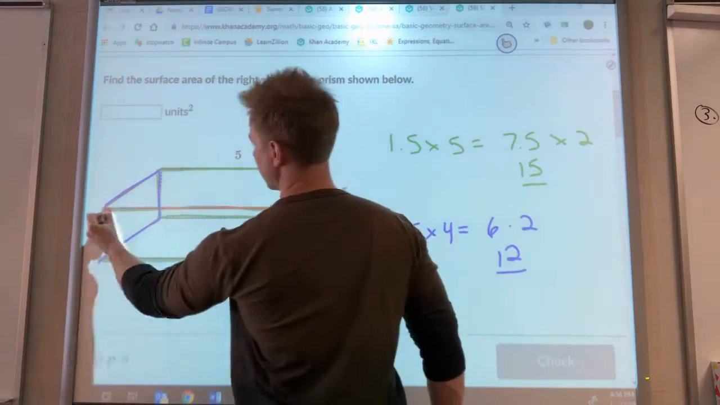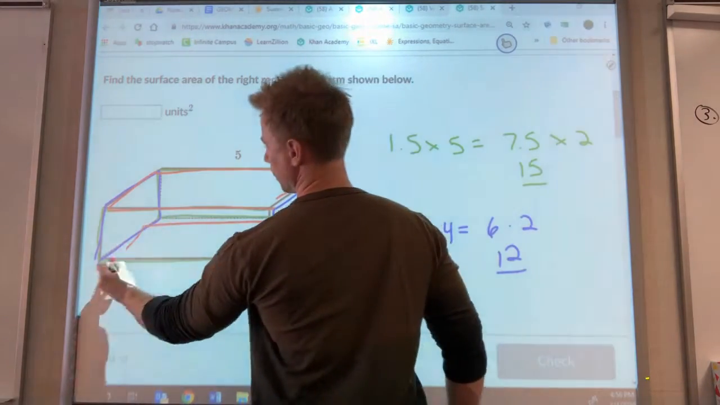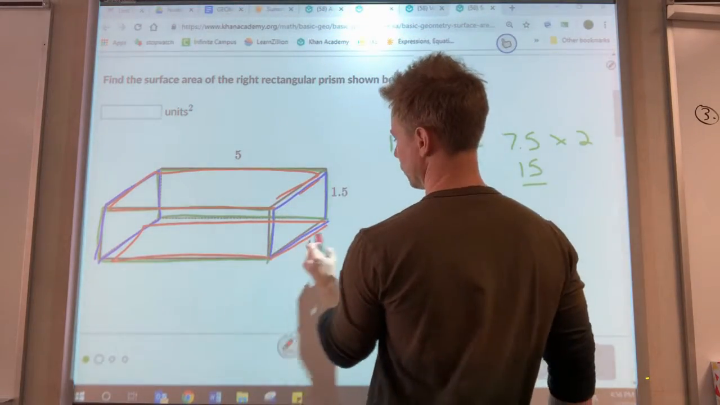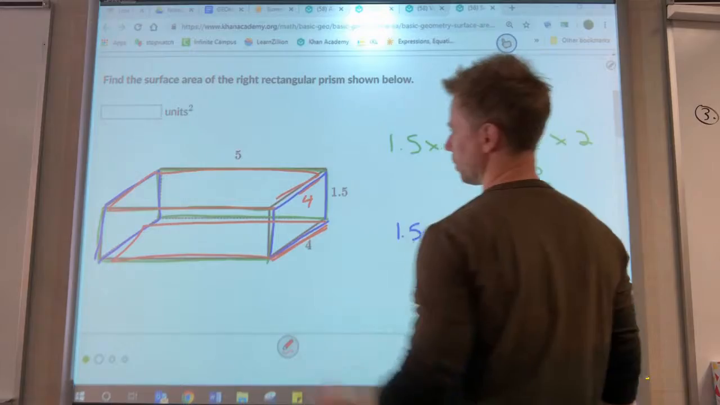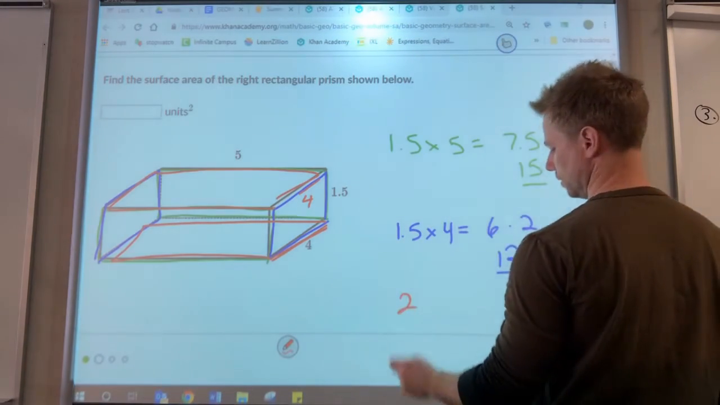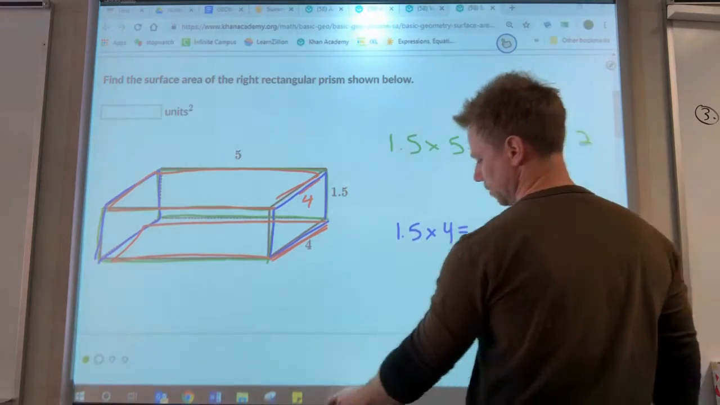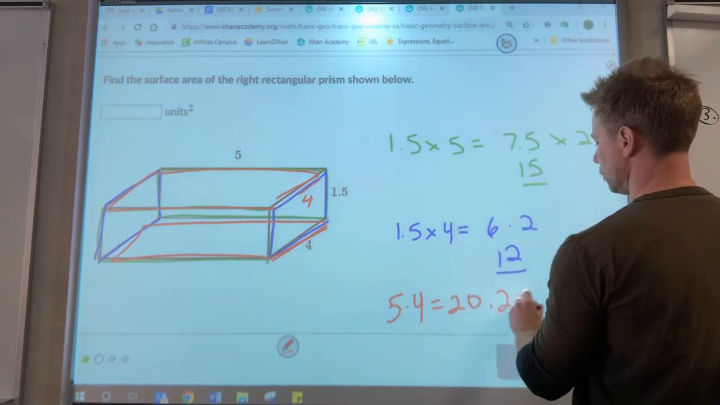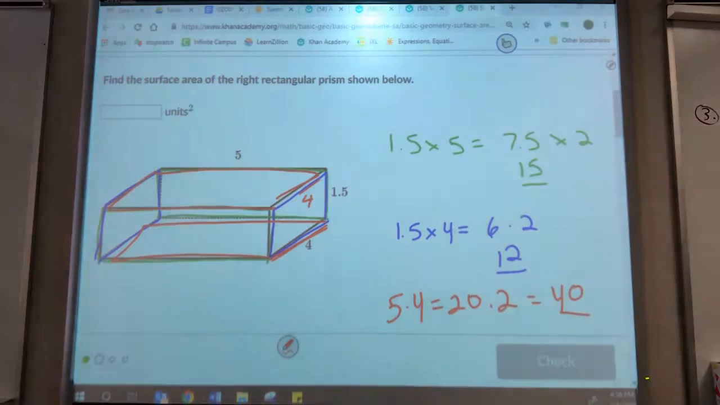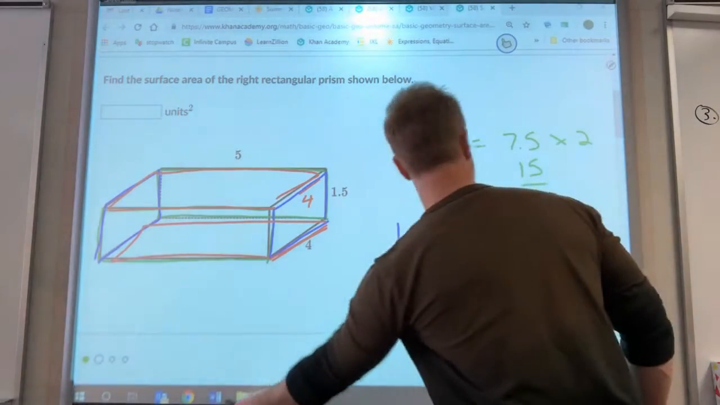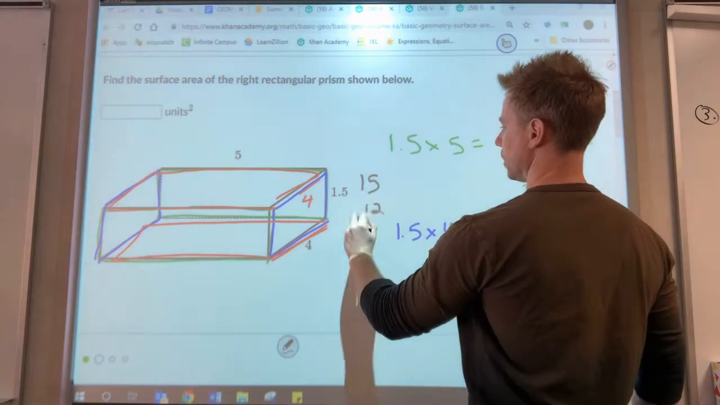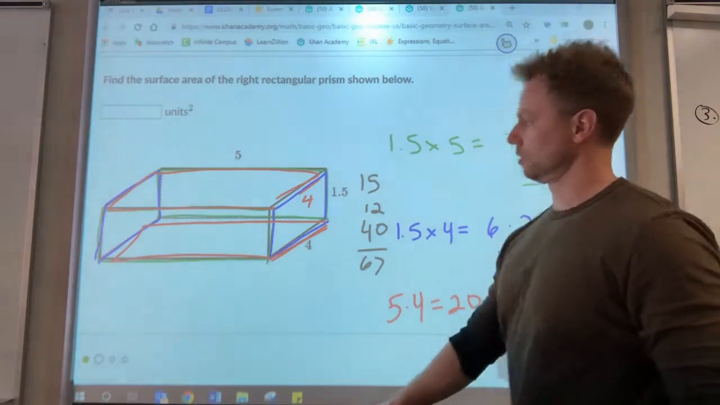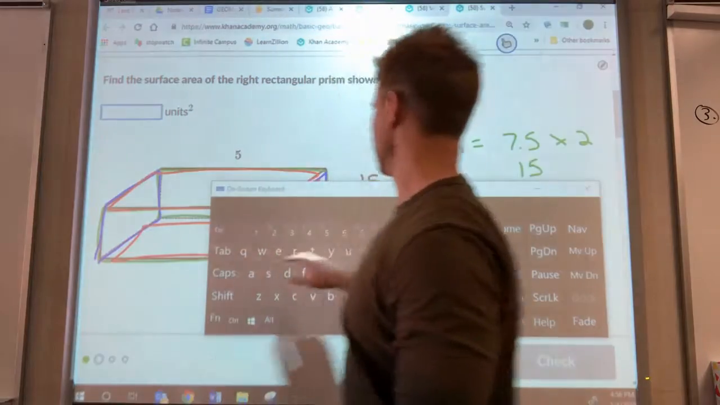And then we have the top and the bottom, which is 5 by, this side is going to be the same as the bottom here, so that's 4. 5 times 4 is 20. Let me write that out. 5 times 4 is 20, and there's 2 of those, which makes 40. So we have to add all those together. 15 plus 12 and 40 makes 67. So our surface area is 67.